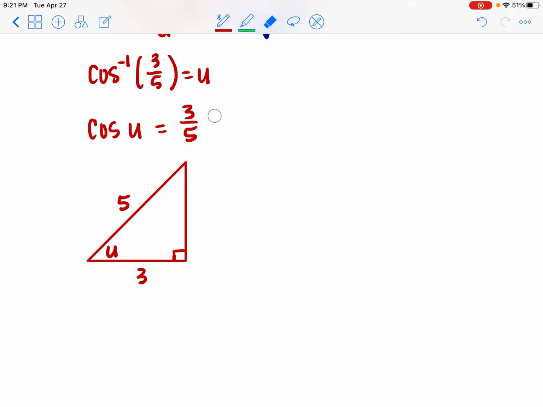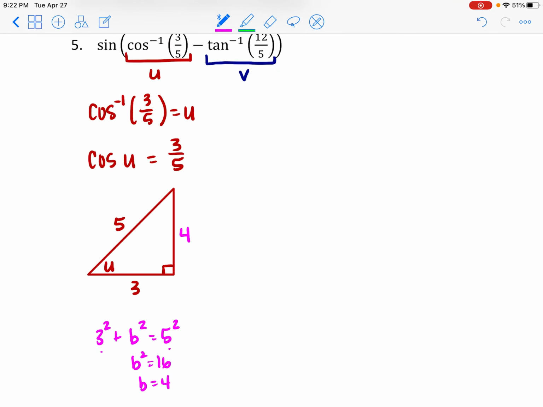Because we know the Pythagorean theorem, we could figure out the missing side, right? 3 squared plus some missing side, let's call it b squared, has to equal 5 squared. That's 25 minus 9, which leaves me 16, which means our missing side has to be 4. That's a pretty common Pythagorean triple, so if you knew that was going to be a 4 without having to do the Pythagorean theorem, good for you. If not, it's okay. The Pythagorean theorem's not that hard.